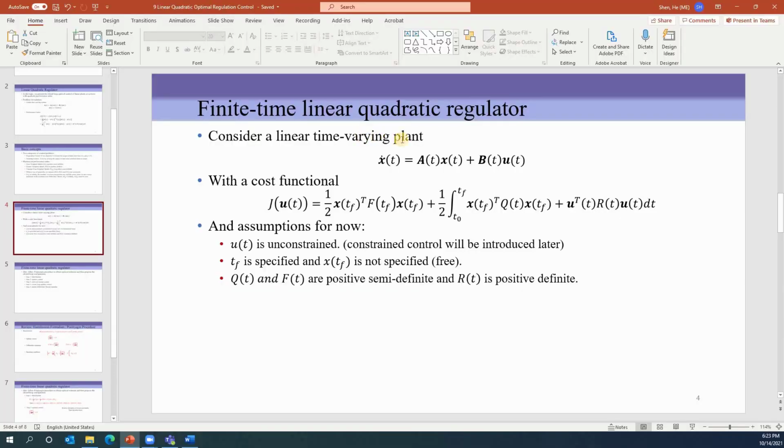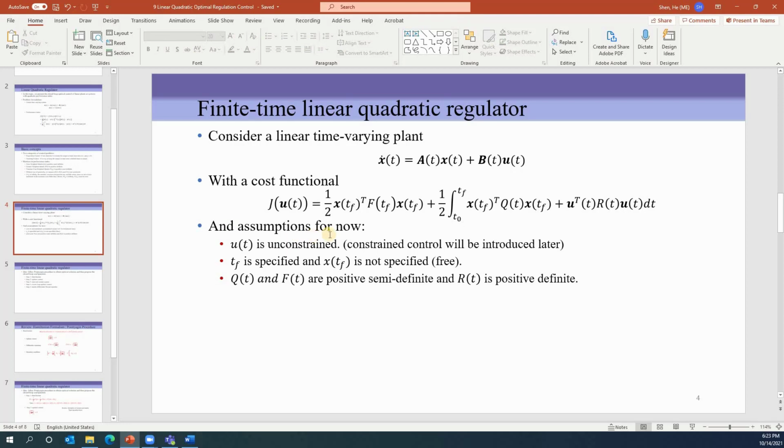In this problem we consider a linear time varying plant with a cost function which is a half x transpose F x. We said it's a regulation problem, we want to drive the states to 0, plus the integration of x transpose times Q times x, and as long as x is not 0, it will see some cost, plus u transpose times R times u. So this is the cost function that we're going to use.